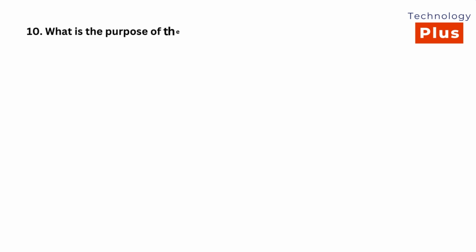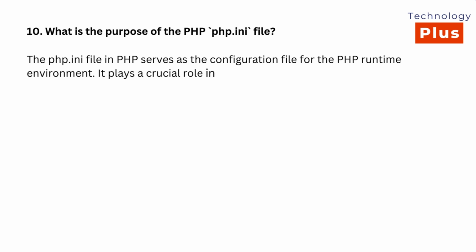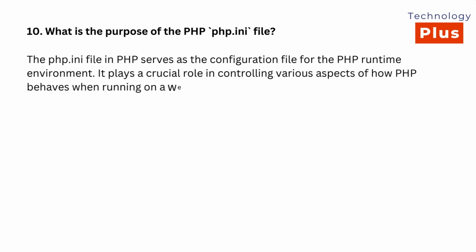What is the purpose of the php.ini file in PHP? The php.ini file in PHP serves as the configuration file for the PHP runtime environment. It plays a crucial role in controlling various aspects of how PHP behaves when running on a web server. Here are its primary purposes.